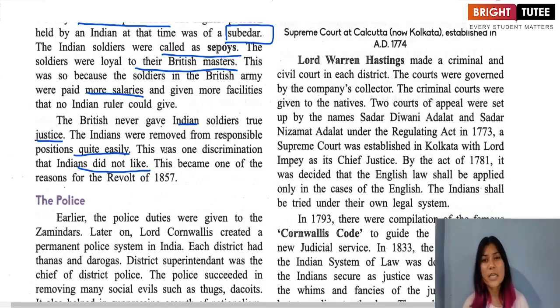Because of this, the Indians developed anger and hatred towards the East India Company. And this anger and hatred became one of the reasons for them to take part in the revolt of 1857. The discrimination and unequal treatment that they faced as soldiers under the East India Company was one of the main reasons which drove them towards the revolt of 1857. You'll understand more about it when we deal with the revolt of 1857.